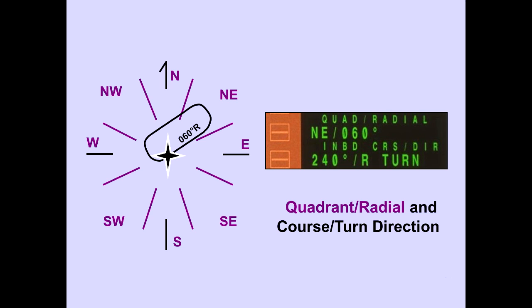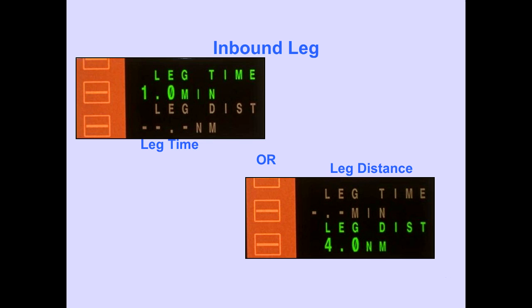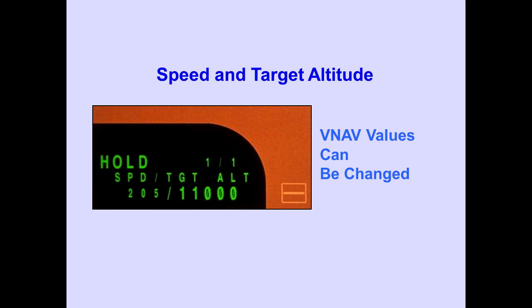The holding pattern may be specified as a quadrant and radial, and as a course and turn direction. The inbound leg may be defined in time or distance. The speed target altitude line displays the VNAV values from the legs page and can be changed by the flight crew.